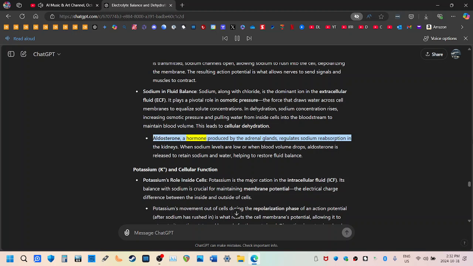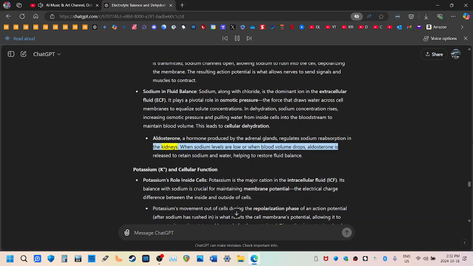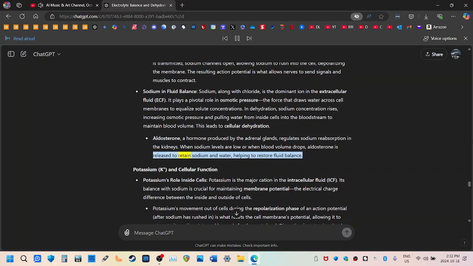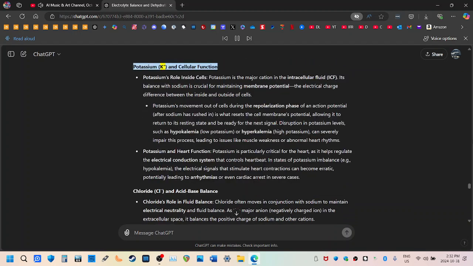Aldosterone, a hormone produced by the adrenal glands, regulates sodium reabsorption in the kidneys. When sodium levels are low or when blood volume drops, aldosterone is released to retain sodium and water, helping to restore fluid balance. Potassium, K, and cellular function.